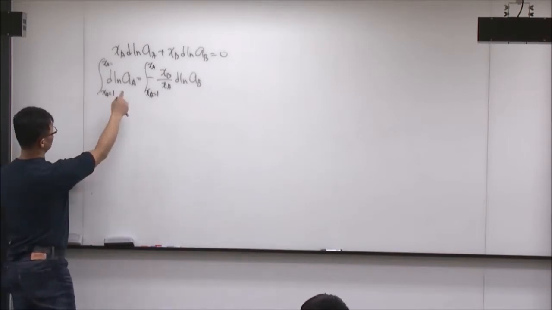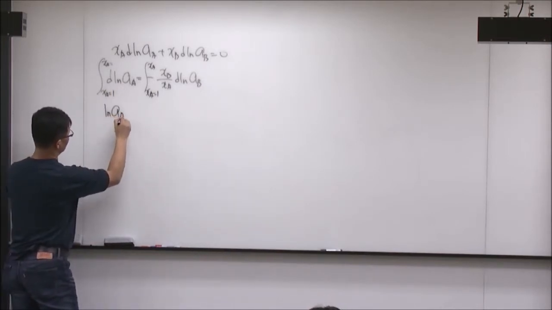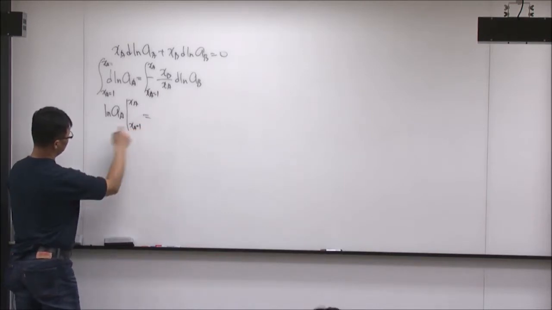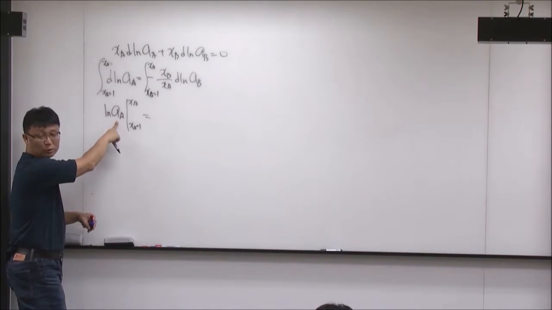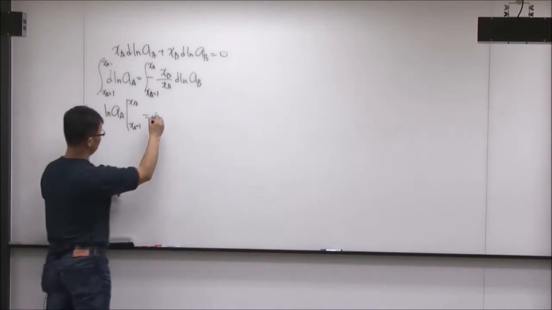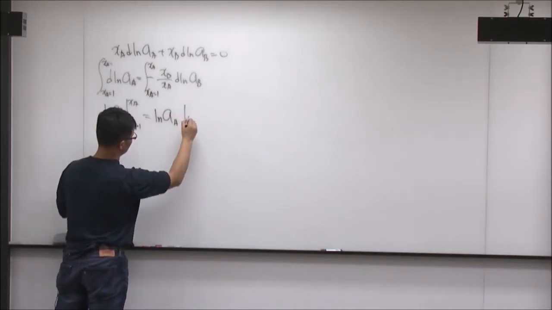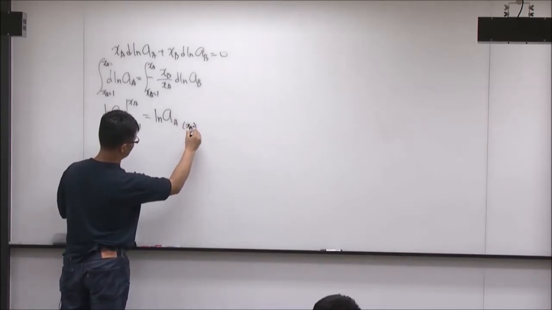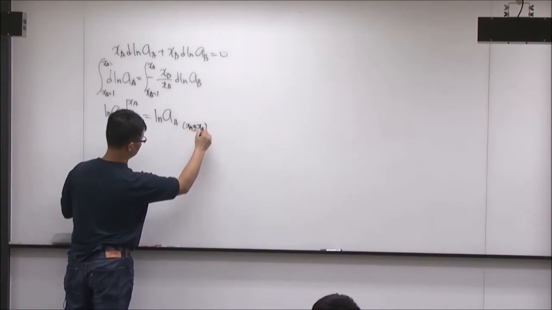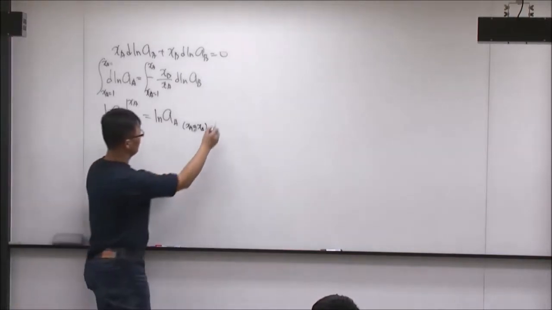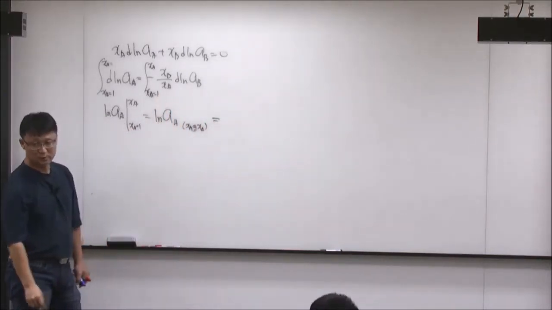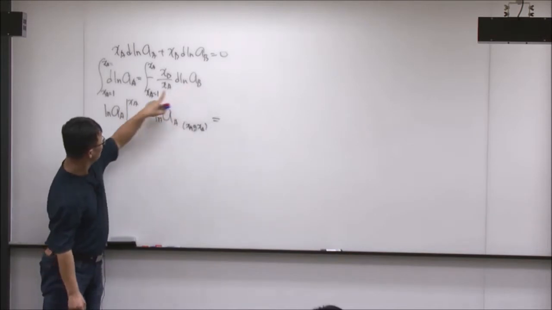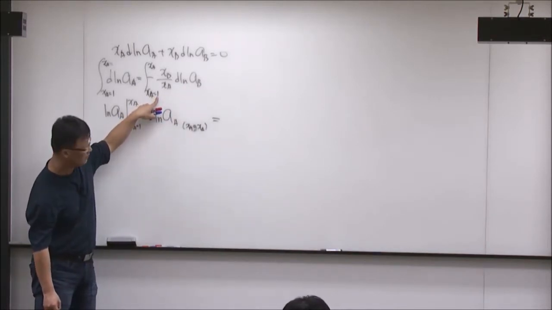Okay, so this is ln aA from XA equal to 1 to XA. When XA equal to 1, the activity of A is 1, so this term is 0. So this is the same as ln aA at XA. Equal to this part, and this part is actually the difficult one: the integral of XB over XA, d ln aB, where when XA equal to 1, we need the activity of B.